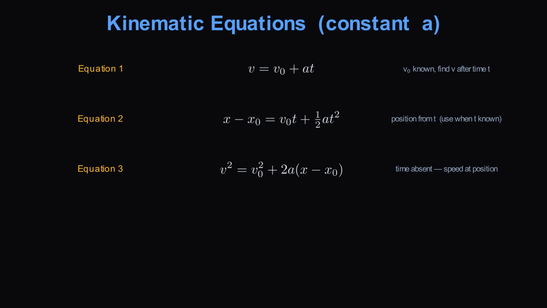For a car braking to a stop, or a ball thrown upward to find the maximum height, this equation is the quickest path. Equation 4: x minus x naught equals 1/2 times the quantity v naught plus v, times t. This says the displacement equals the average of the initial and final velocities multiplied by time. This formula works because when acceleration is constant, the average velocity over any time interval is exactly the arithmetic mean of the initial and final values.